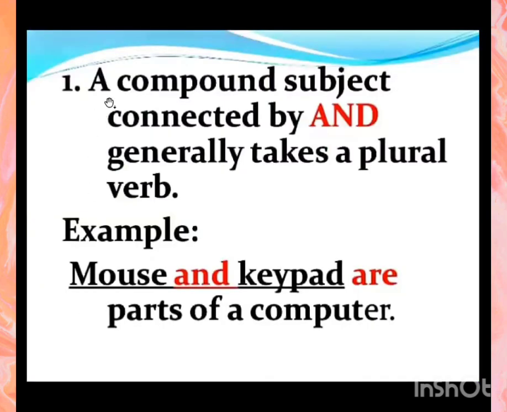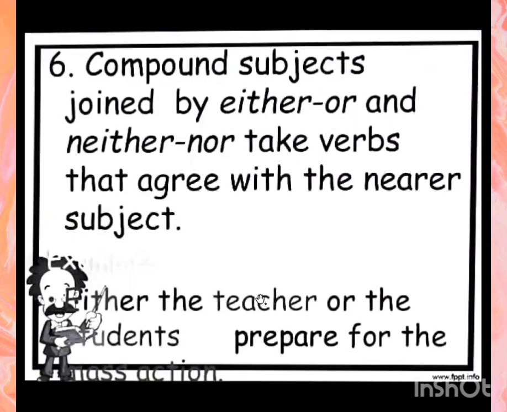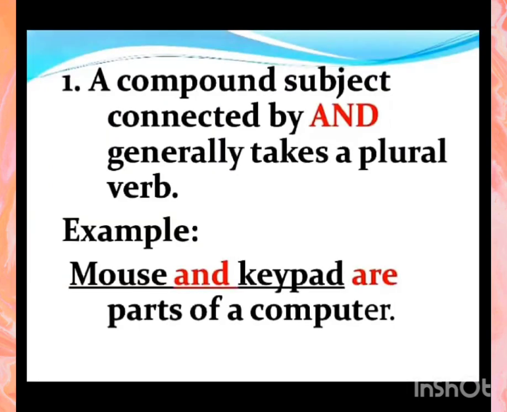Now, what is a compound subject? A compound subject connected by and generally takes a plural verb. Example: mouse and keypad. Dear students, here in this sentence, the meaning of compound subject is that we have more than one word as a subject. So you can see mouse and keypad both are considered as one subject, but they have three words. That is why they are known as a compound subject. They are parts of a computer.